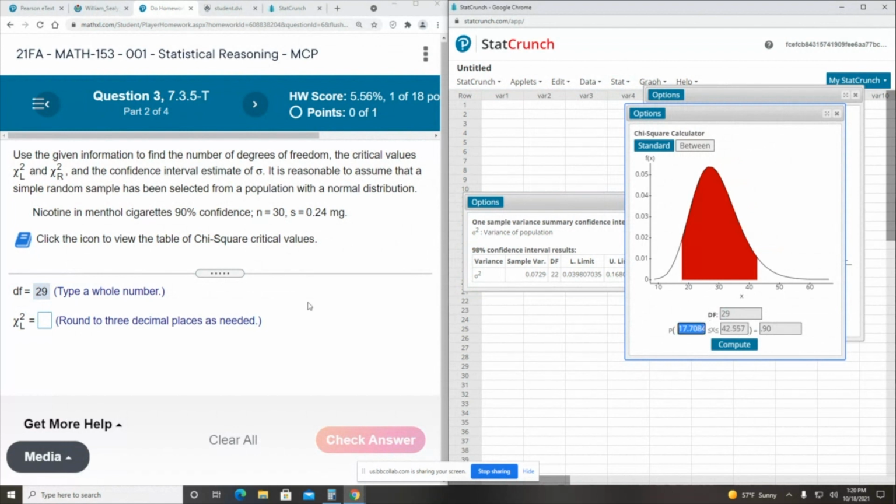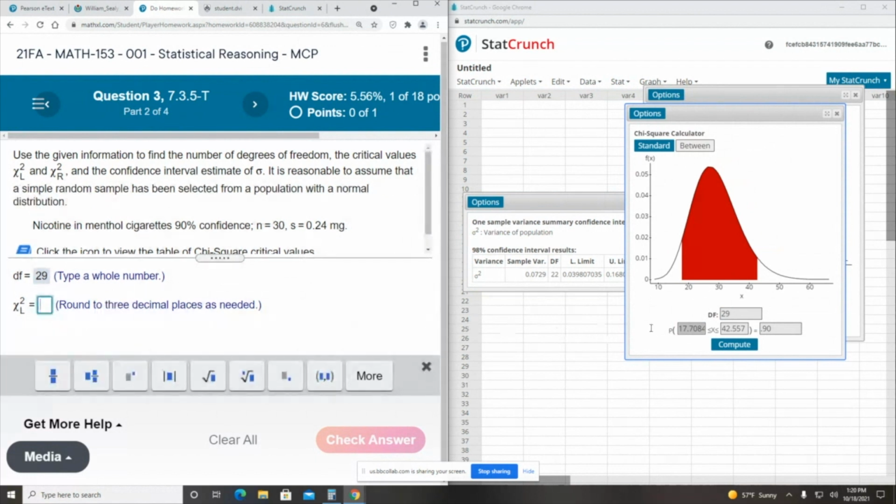And of course I have to round it. Here they want it to 3 decimal places. So chi-squared L will be 17.708. And chi-squared R will end up as 42.557.